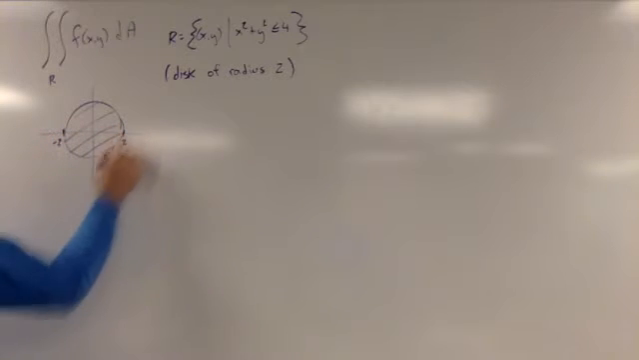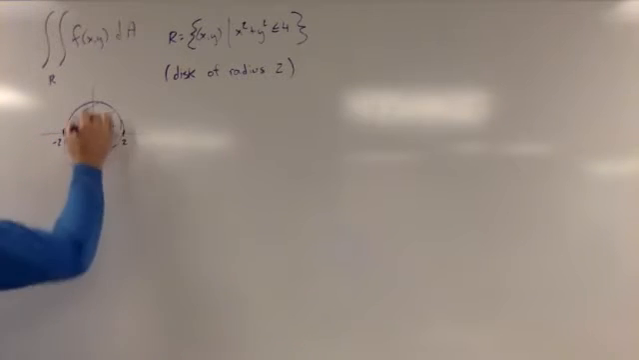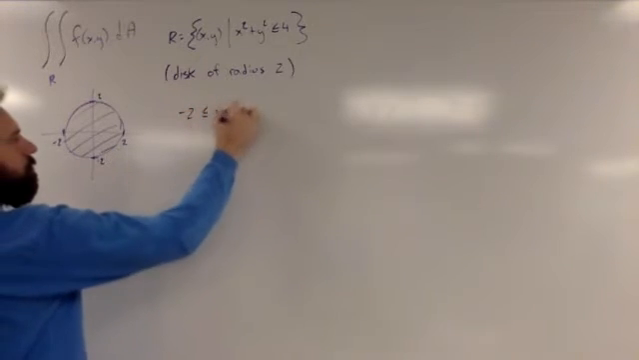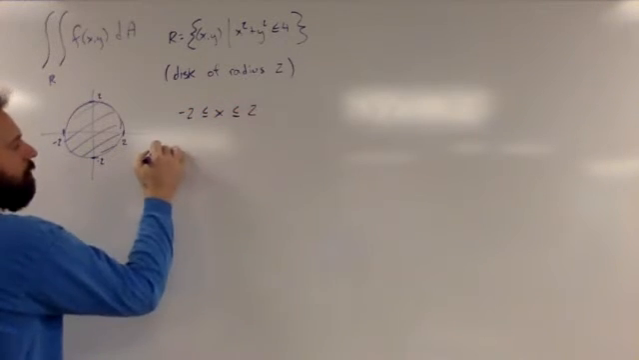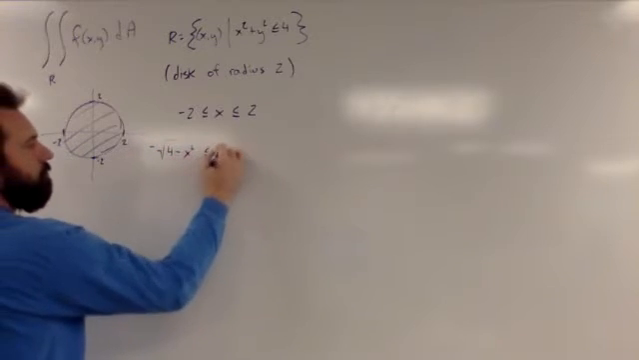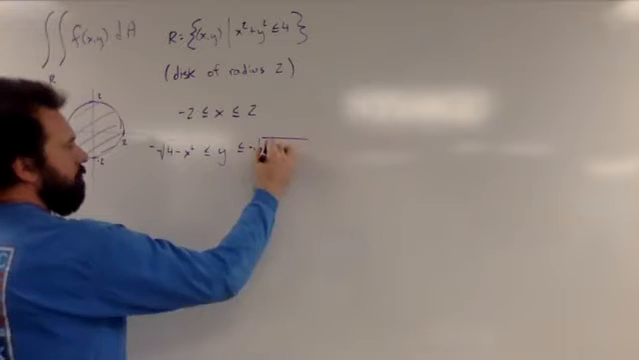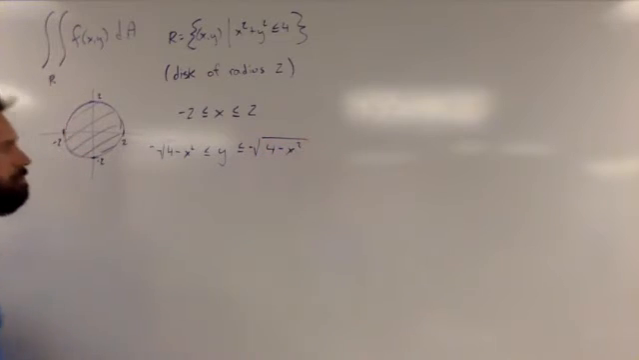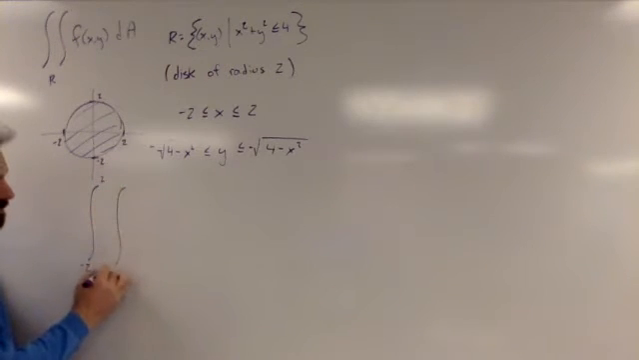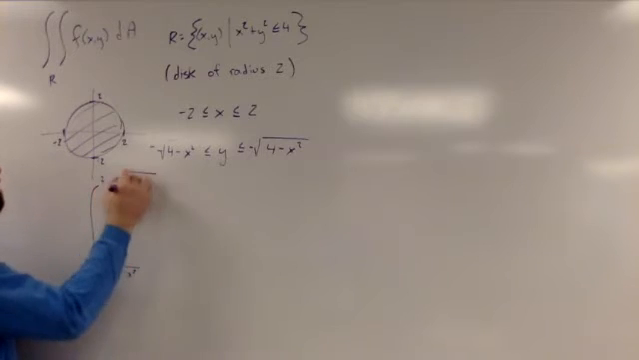My x values go from -2 to 2. My y values are from -2 to 2. So I can break this up. I can bound my y values. So when I write my double integral, or my iterated integral, my x values go from -2 to 2. My y values go from negative square root of 4 minus x squared to positive square root of 4 minus x squared.